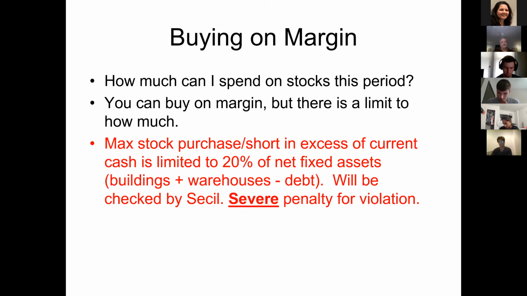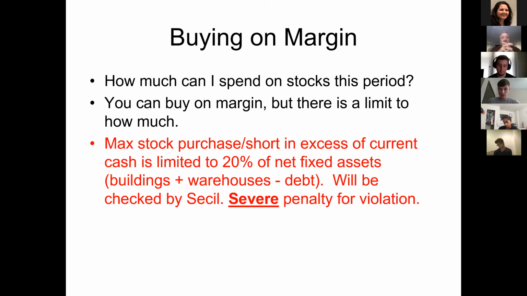Okay, buying on margin. So I told you before that if you spend a lot of money and you have a negative cash flow, a cash loan will be taken out on your behalf. So this might make you think, well, okay, I'm going to buy $10 billion of shares in company 3, right? Well, you can't do that, right? You can't just borrow an unlimited amount and invest it in the stock market.